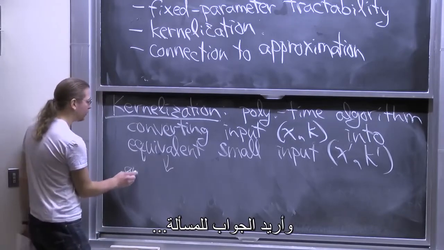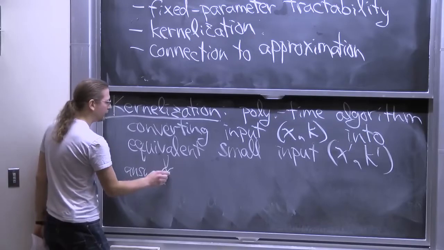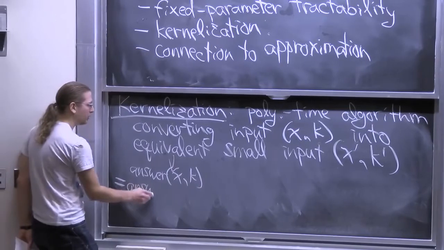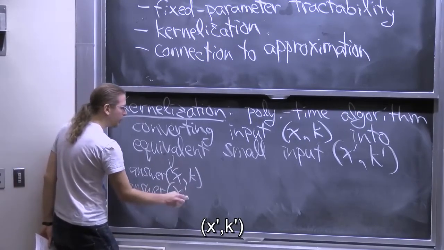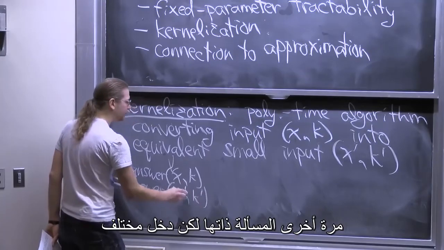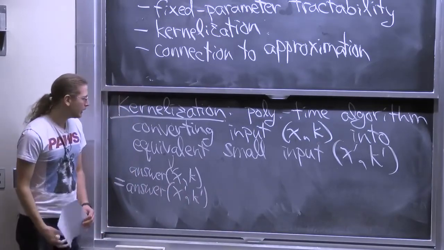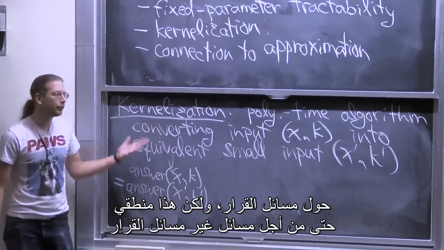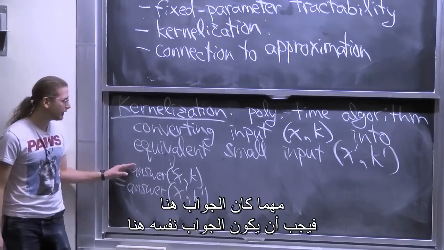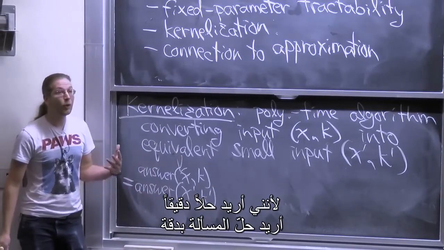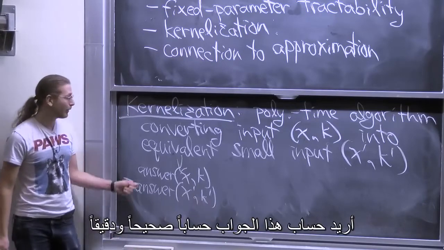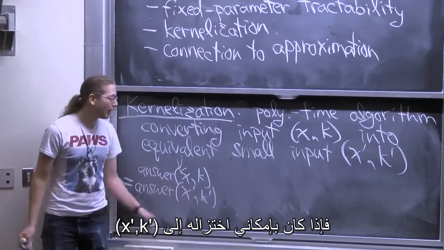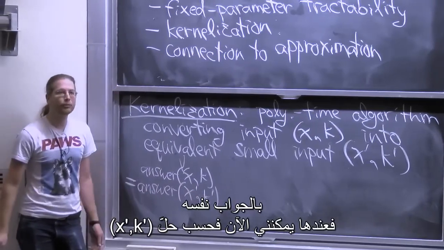Okay, I want the answer to the problem, let's say answer of x comma k, to be equal to the answer to x prime and k prime. Again, same problem, but different input. I'm trying to be a little generic here. We're going to think here about decision problems, but this makes sense even for non-decision problems. Whatever the answer is here should be the same as the answer here, because I want an exact solution. I want to compute this answer exactly correctly. So if I can reduce it to some x prime k prime with the same answer, well, now I can just solve x prime k prime.